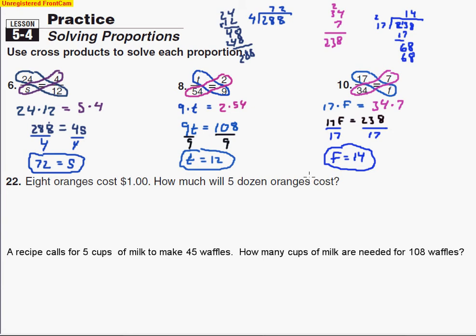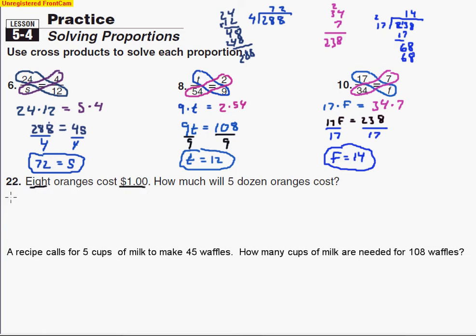Well, here's an example of where we use cross products. Cross products are a great way to solve problems because they're fairly quick. It's just a multiplication problem and division. Oftentimes we can write proportions to solve. Proportions are equal values. And so here it says 8 oranges cost $1.